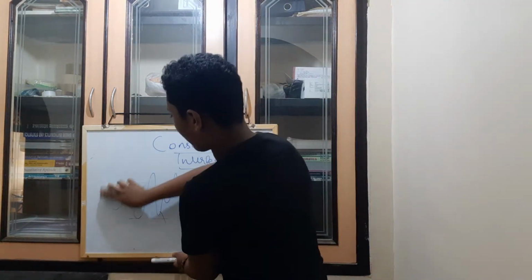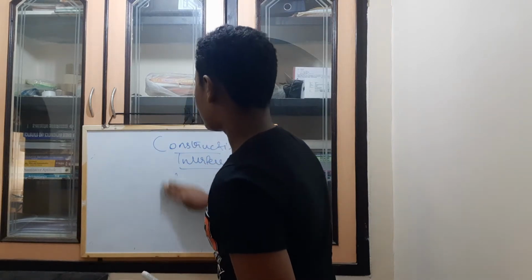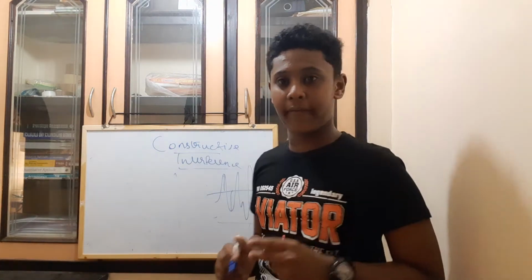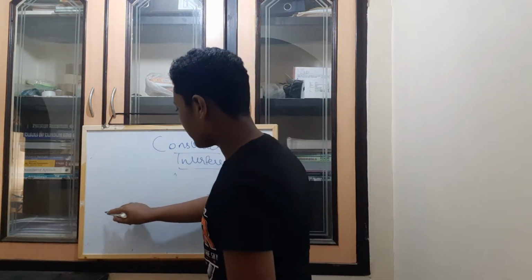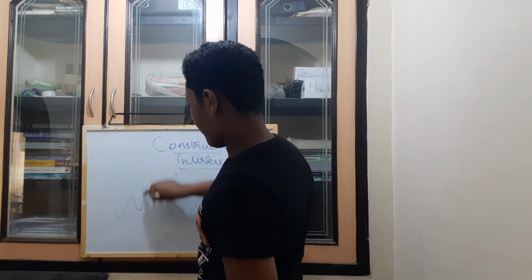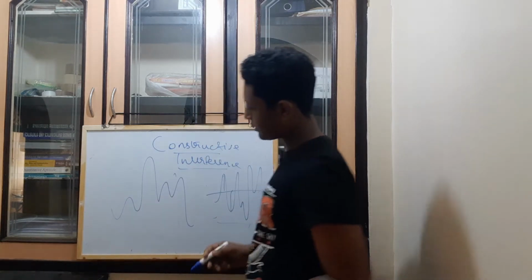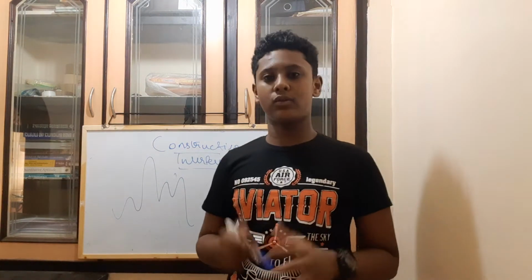This is how interference works. There are multiple waves which join each other and interfere to form another wave. When these two waves come together, you're going to have a bigger wave. So this is what constructive interference is.